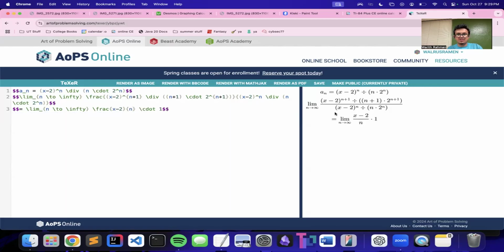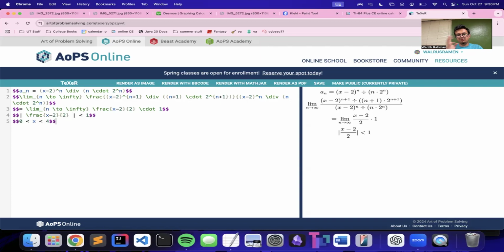Yeah, because the x minus 2 to the n plus 1 over x minus 2 to the n is x minus 2. Then we have 2 to the n plus 1 divided by 2 to the n, which is 2. But because we were dividing, this ends up in the denominator. And then the n over n plus 1 does become 1. Okay, so we want this value. Our goal is that we want x minus 2 over 2 to be less than 1. If we multiply by 2 and shuffle stuff around, we get this. So what does this mean?